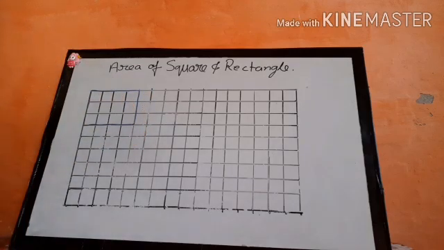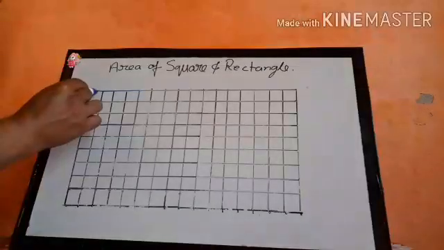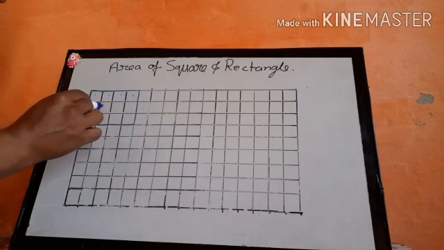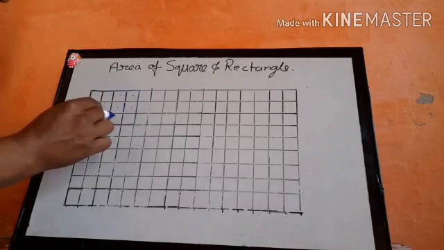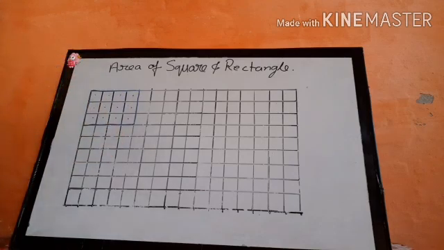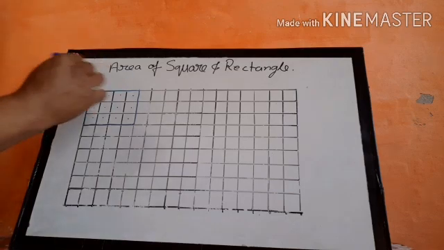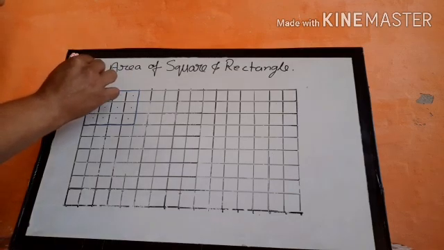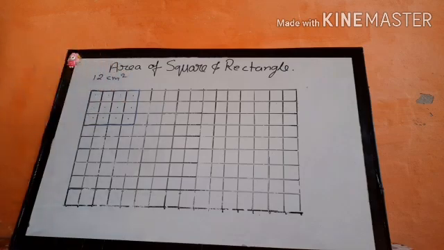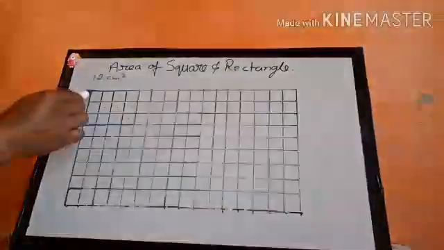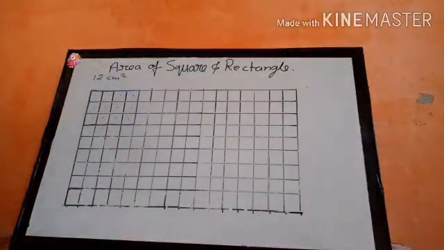So how do we find the area of this rectangle? Let's count how many squares are there. 1, 2, 3, 4, 5, 6, 7, 8, 9, 10, 11, 12. There are 12 squares, so the area of this rectangle is 12 centimeter square. You can see this rectangle contains 4 squares in length and 3 squares in width.